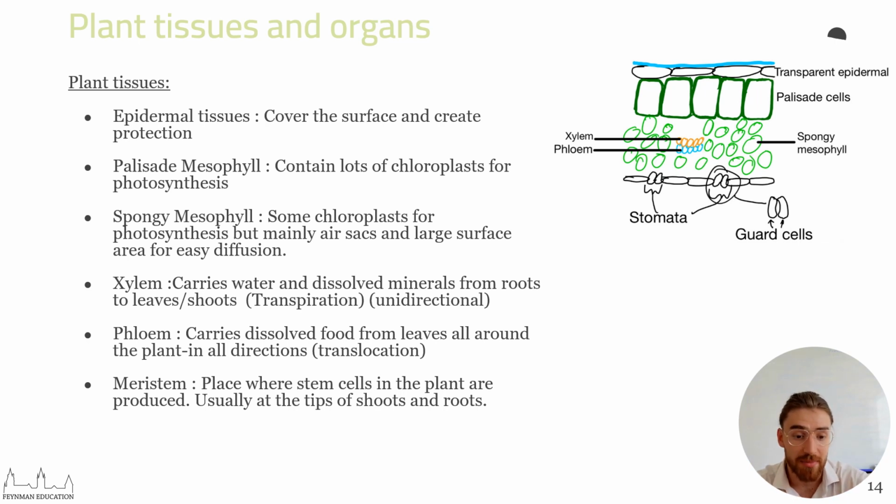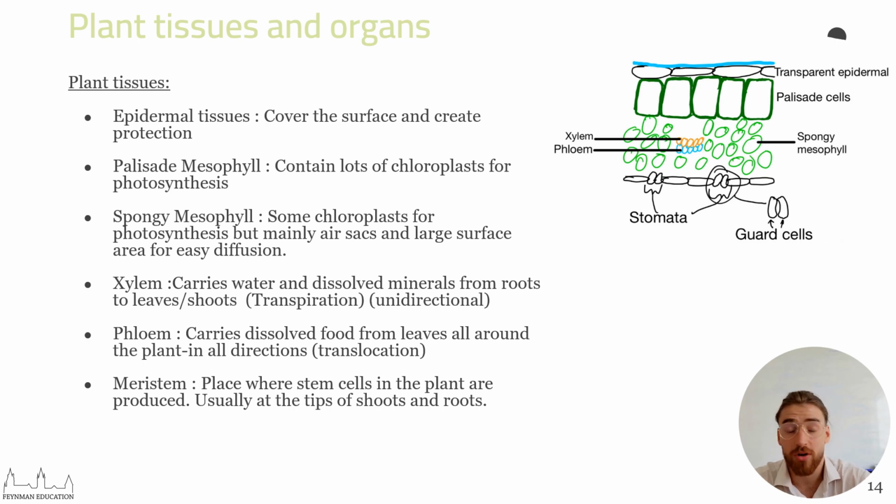The palisade mesophyll cells, okay, these are where photosynthesis occurs. They contain the chloroplasts, okay. Spongy mesophyll cells have some chloroplasts, so some photosynthesis occurs in here, but it's mainly air sacs and large surface areas for easy diffusion of gases, okay, as well as storage.